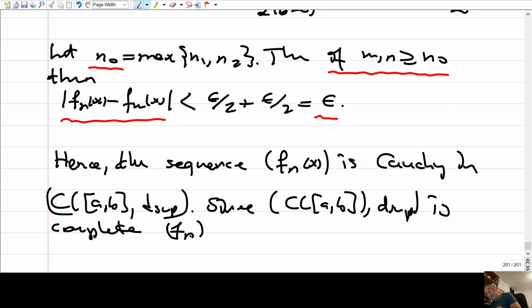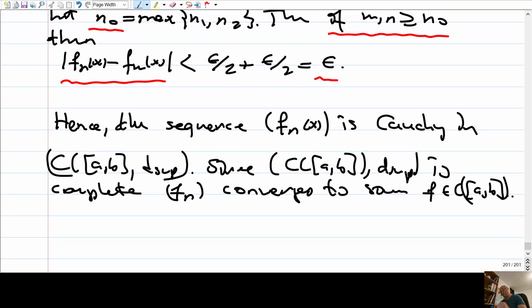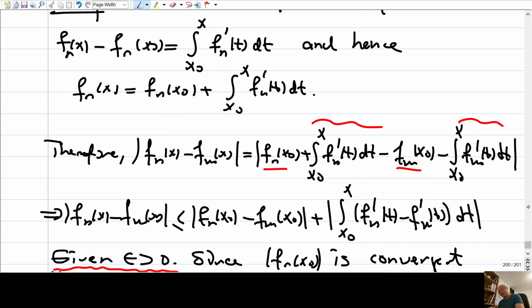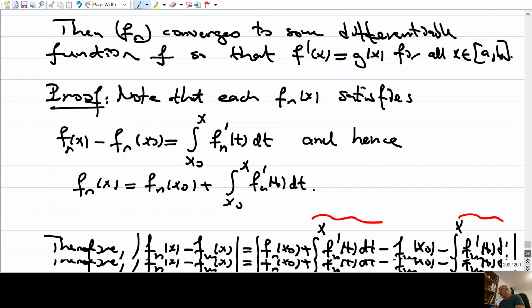f_n converges to some f in this space. So we have found f, as we claimed here: f_n converges to some function, and we know that it is continuous, but we claim more. We claim that this limiting function is differentiable, and moreover its derivative is equal to the limit of the derivative functions. These derivatives converge to g, and I claim that the derivative of the limit of f_n's is equal to that g. All right.